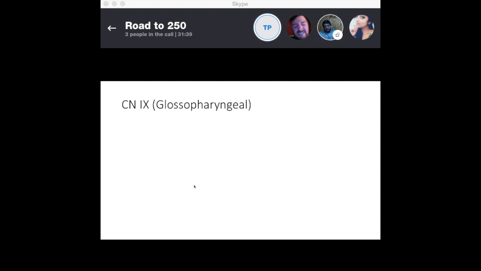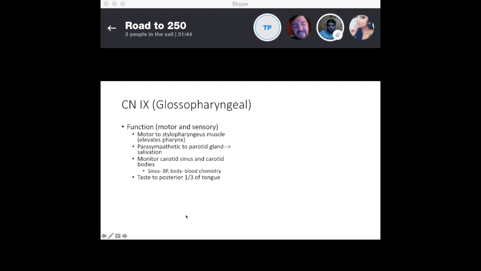Cranial nerve 9, which is your glossopharyngeal nerve. The functions are both motor and sensory. The motor part is the stylopharyngeus muscle, which elevates the pharynx, and it provides parasympathetic innervation to the parotid gland, so it's involved in salivation. It monitors the carotid sinus and the carotid bodies. The sinus senses blood pressure, and the body is basically your blood chemistry. It also provides taste to the posterior third of the tongue. A test you can do is the gag reflex, and it exits the jugular foramen.